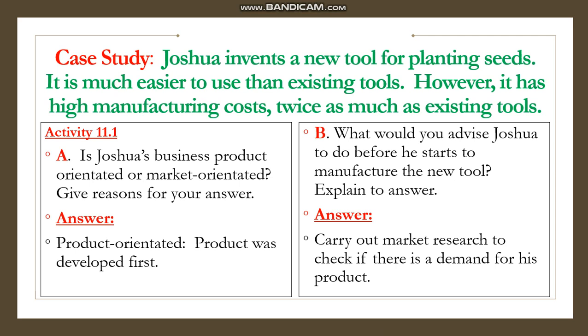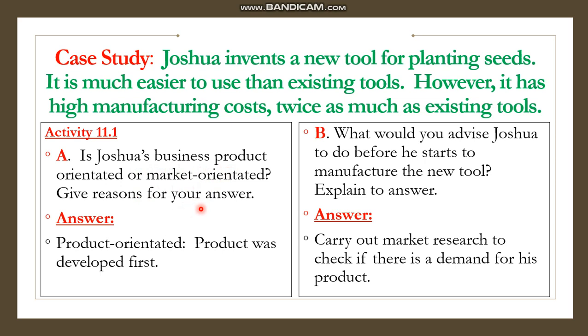Now we have here Joshua, who invents a new tool for planting seeds. Okay, it's much easier to use than existing tools. However, it has high manufacturing costs, twice as much as existing tools. Now we have here, in relation to activity 11.1, two questions. First, is Joshua's business product orientated or market orientated? Give reasons for your answer.